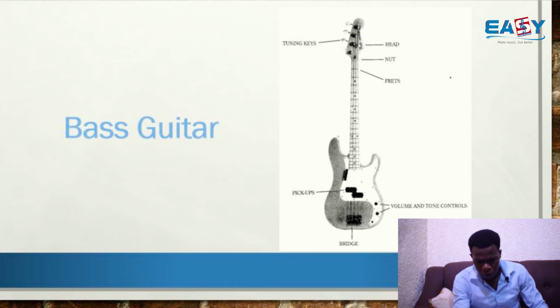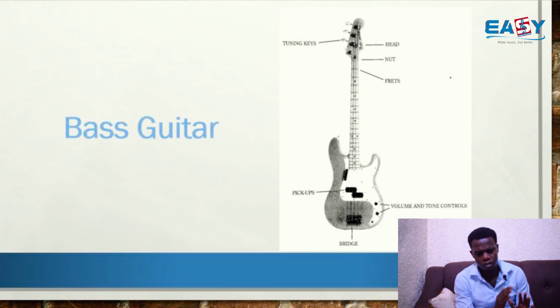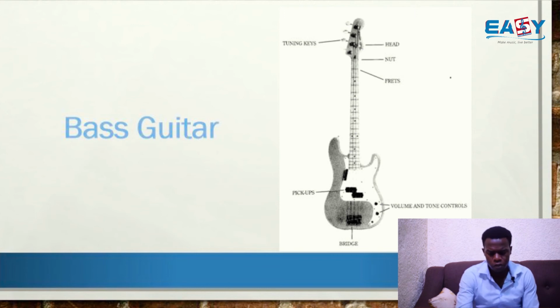Volume and tone controllers, you know what they mean. They are responsible for the volume and the quality of the sound that you need. Tuning keys, you know that you can't play a guitar when you have not tuned it. You first need to have your guitar tuned and matching everything. If it's E, it's E. If it's A, it's A. If it's B, it's B. This is what the tuning keys do on a guitar.